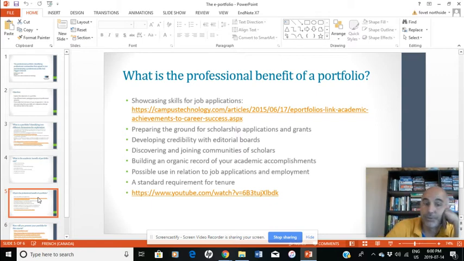It's used for showcasing skills for job applications, obviously, and you have a short link that you can go and view around that. But I think that is self-explanatory. Then there's preparing for grants and scholarship applications. If you're interested in going beyond the masters and you're looking at applications for grants and scholarships, which are frequent in graduate studies, often your portfolio is what you will present as a supporting piece for those applications.